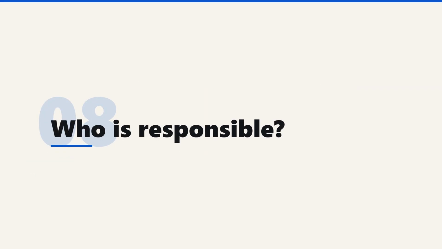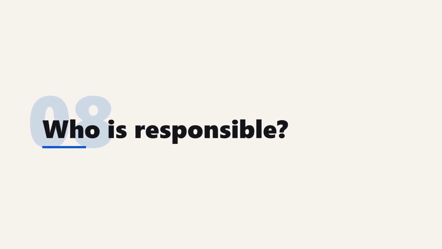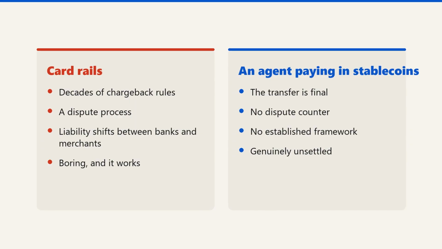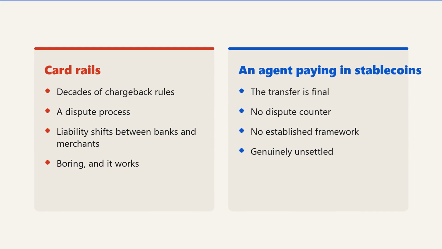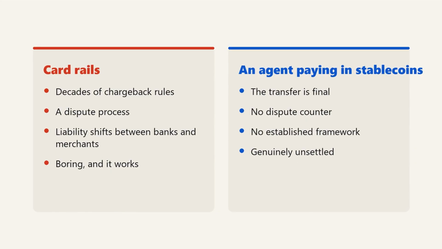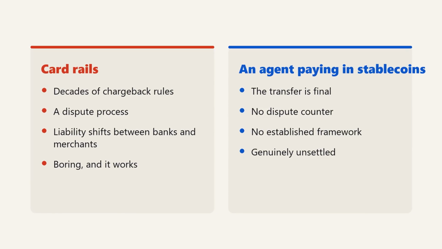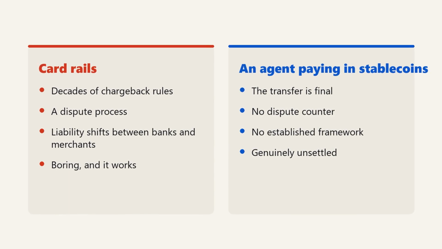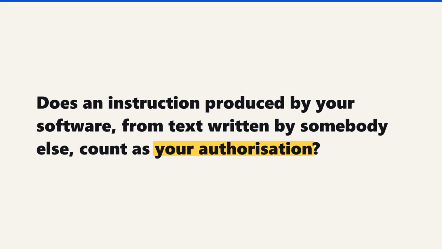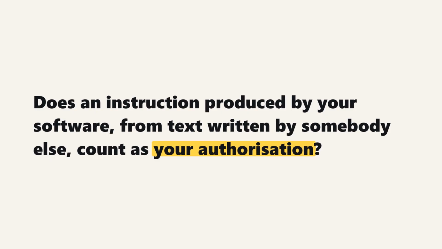One open question, and I would rather name it than pretend it is settled. When your agent pays a stranger because a web page told it to, who is responsible? On card rails, there is an answer. Decades of chargeback rules, dispute processes, liability shifts between banks and merchants. The framework is boring, and it works. And it exists because those systems have been getting this wrong for 50 years and slowly building the rules.